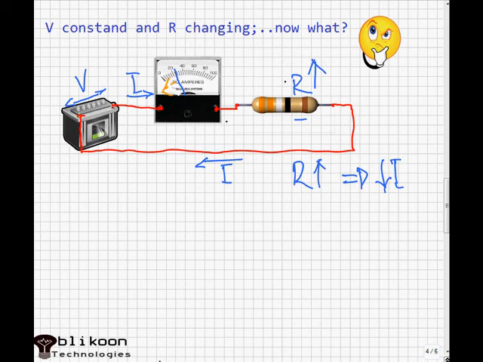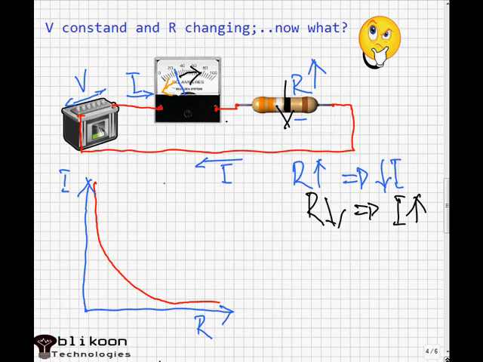A decrease in resistance, however, means less opposition to current. Less opposition to current means more current flowing. Our needle here is going to move to the right. From this, we get that a decrease in resistance causes more current to flow in the circuit.